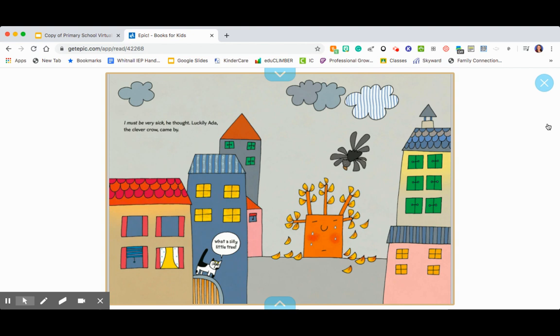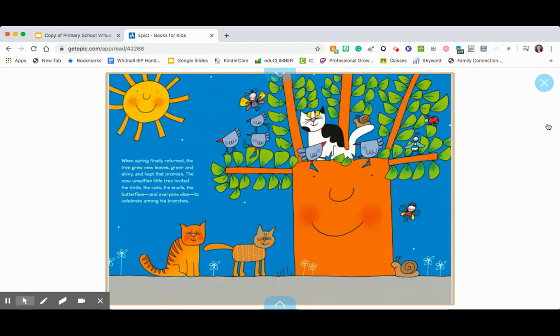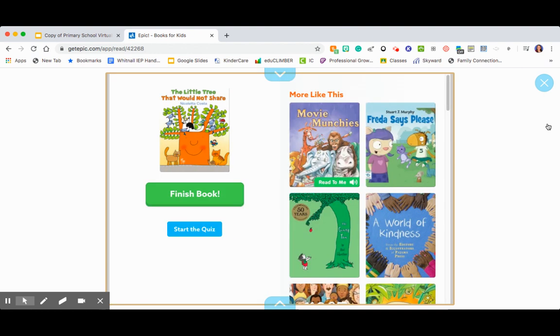Luckily, Ada, the clever crow, came by. What a silly tree. Ada patiently explained the cycle of the seasons. She told the little tree that come spring his leaves would sprout again, stronger and more beautiful than ever. The little tree breathed a sigh of relief and made a promise. When spring finally returned, the tree grew new leaves, green and shiny, and kept that promise. The now unselfish little tree invited the birds, the cats, the snails, the butterflies, and everyone else to celebrate among his branches. The end.